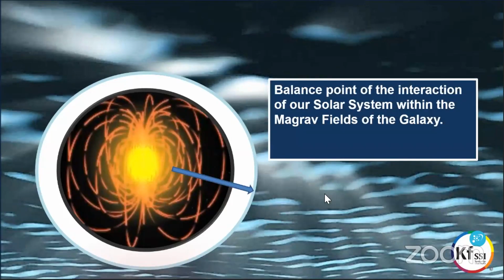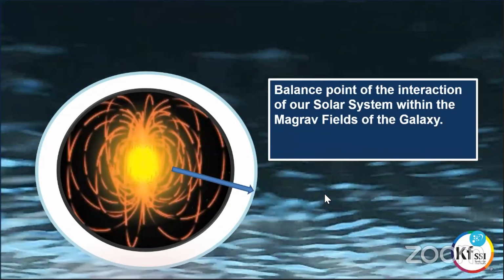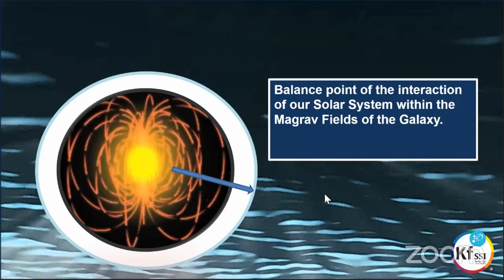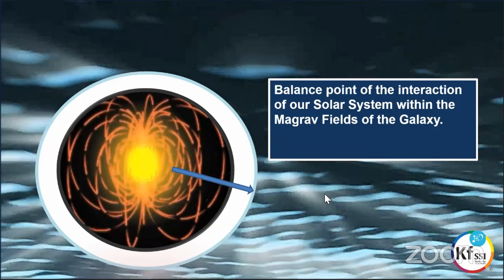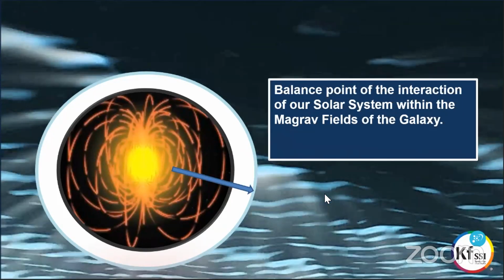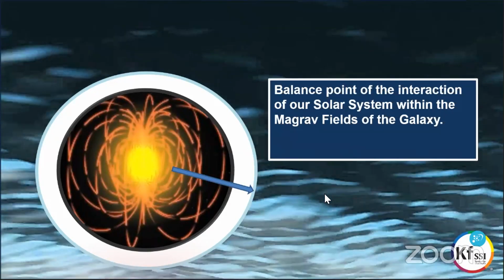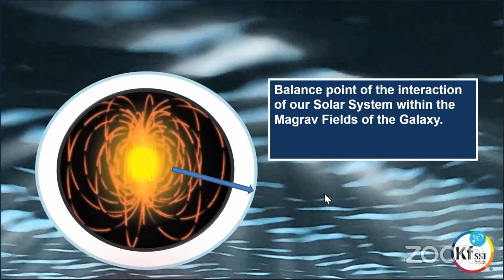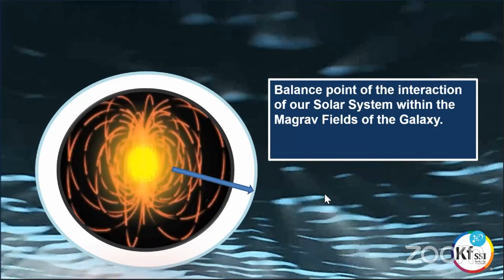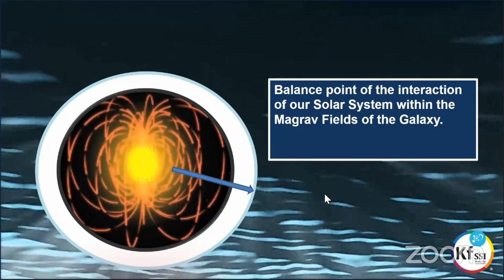And we get this balance point of the interaction of our solar system within the magnetic fields of a galaxy. One has to understand that our solar system, as a plasma, is operating within the galaxy, which is another plasma. Our solar system has to find its position, and it's also interacting with the fields of the galaxy. It's this balance point of interaction that we get all the time.